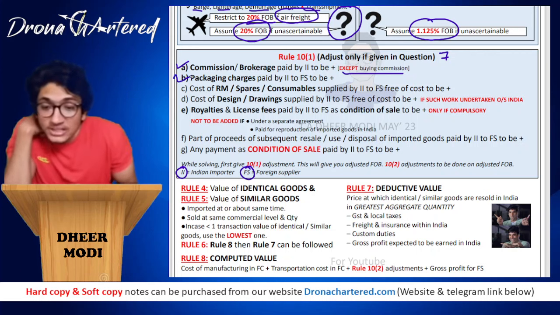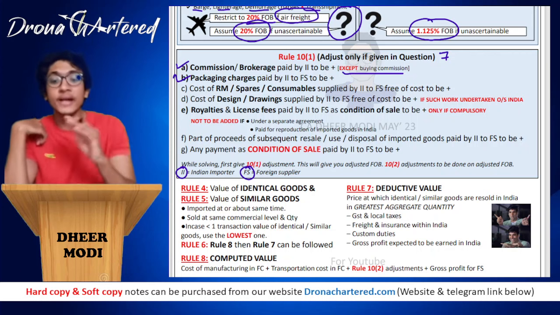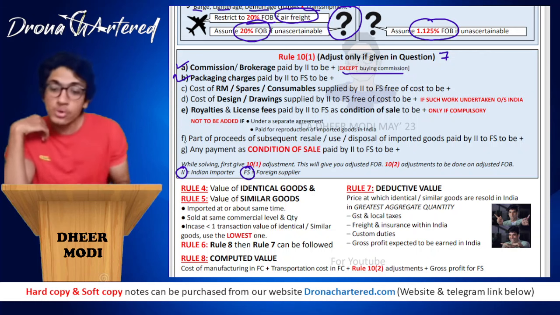Next is your packaging charges. Packaging charges paid by your Indian importer to your foreign supplier are to be added. If this is given in the question, you add it.